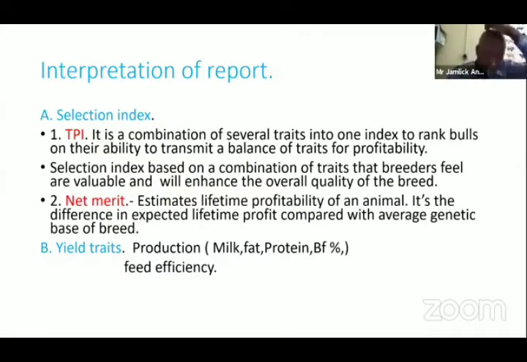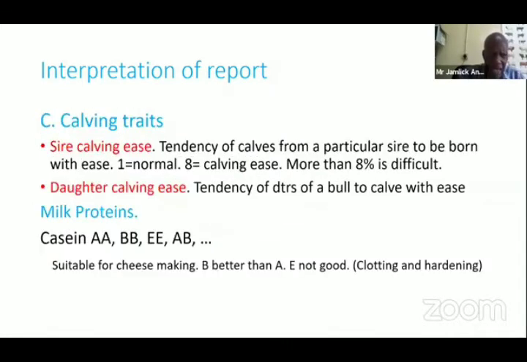So, as we said, net merit. This one, TPI, we have talked about. Net merit is the estimated lifetime profitability of an animal, and that one we have talked about. And then the yield traits, we have also mentioned that.